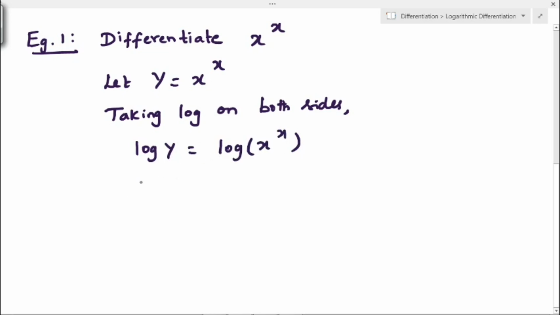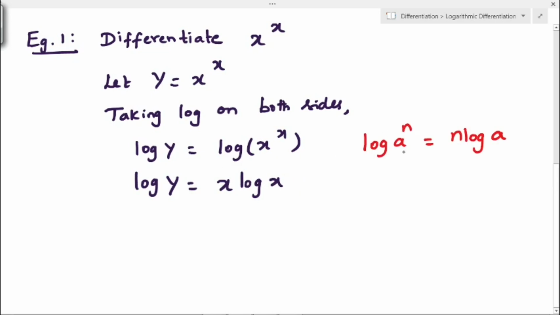So this equation can be written as log y equal to x log x. That is, we have to use the log property, that is log a power n equal to n log a. So we are using this property here, that is log x power x equal to x log x. We have to take this power term to the front, so it will become x log x. Now we have to differentiate this. So differentiating with respect to x.